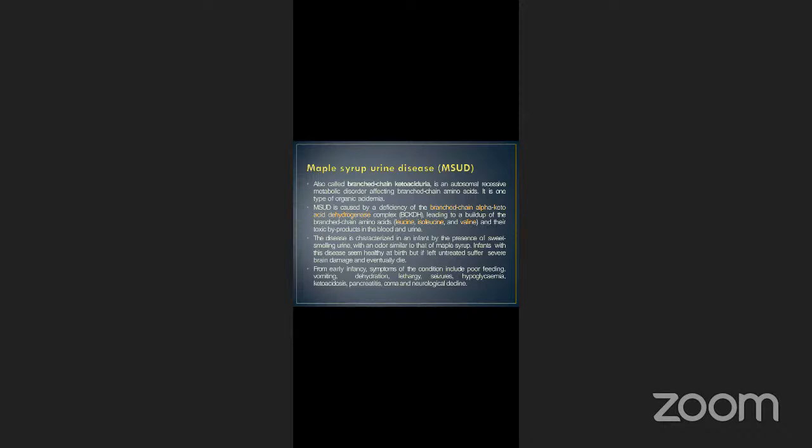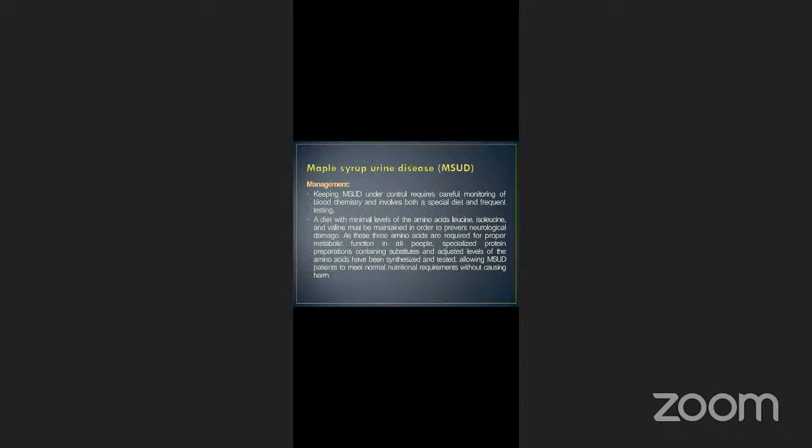So they produce maple syrup odor. I think you might know maple syrup, syrup of the maple. It will be sweet, okay? So the urine of these patients will be sweet smelling, and the odor is similar to that of maple syrup. The children look healthy, but later their brain will be damaged and they eventually die. In early infancy, we have to look for symptoms such as poor feeding, vomiting, dehydration, lethargy, seizures, hypoglycemia, ketoacidosis, pancreatitis, coma, and neurological decline. So these are the symptoms.